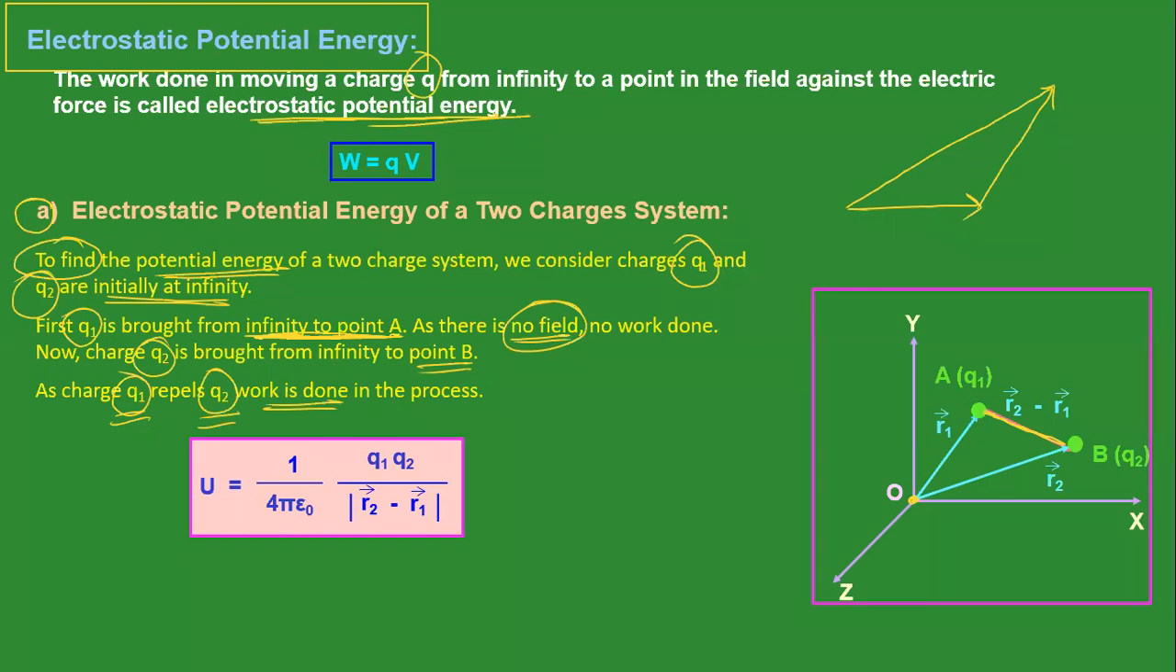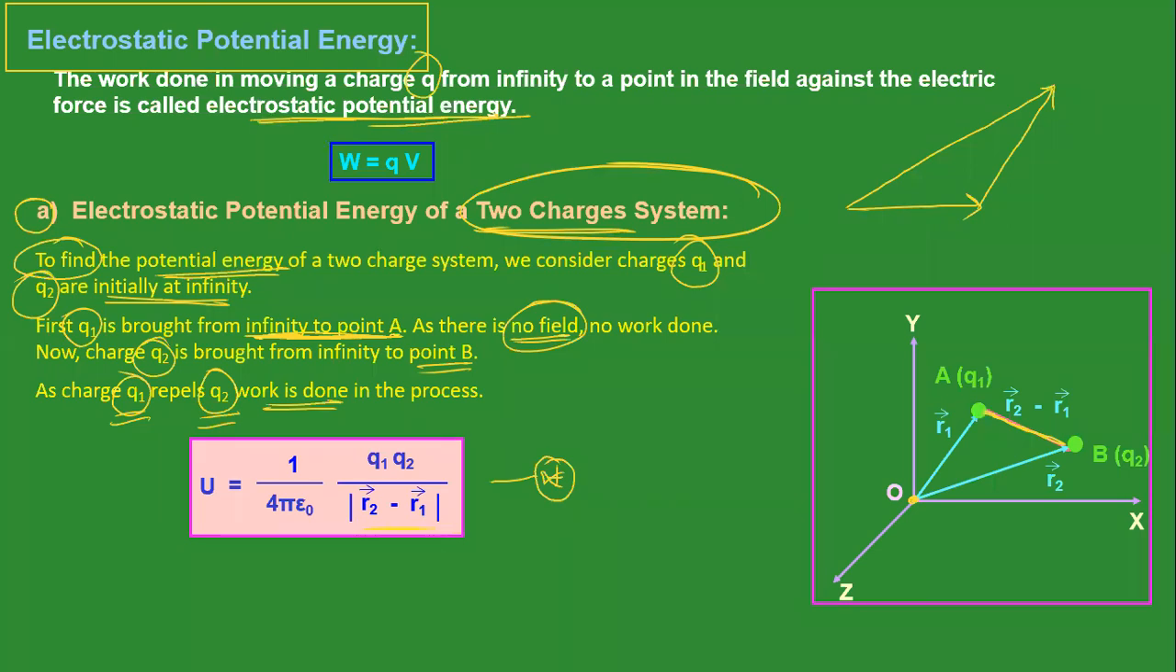Now, electrostatic potential energy for this two charge system is given by this formula: 1 upon 4 pi epsilon 0, first charge multiplied by second charge, divided by the distance between the two charges, R2 bar minus R1 bar. So this is electrostatic potential energy for two charge system.